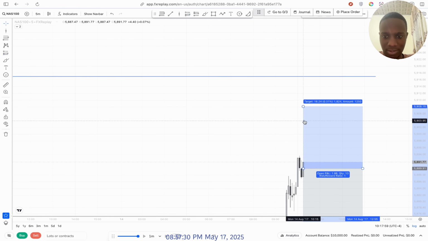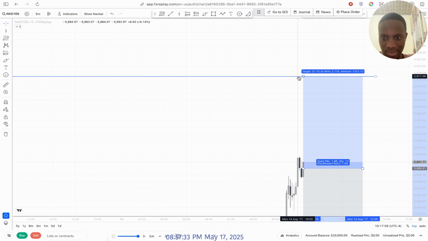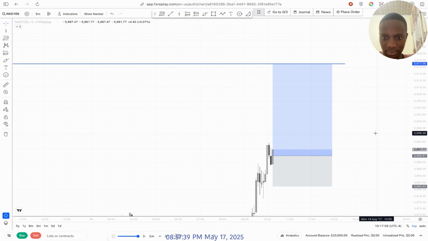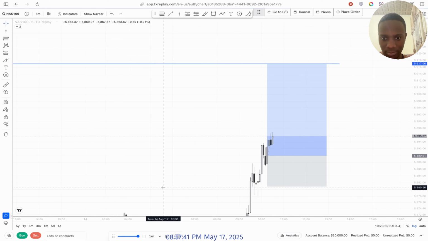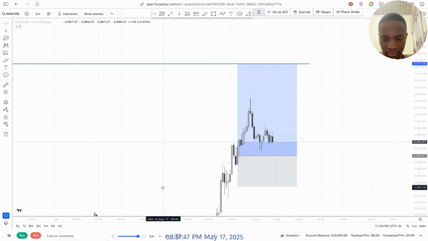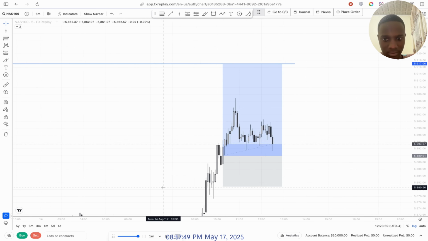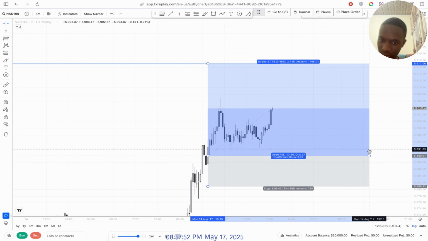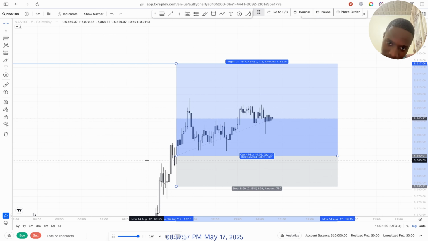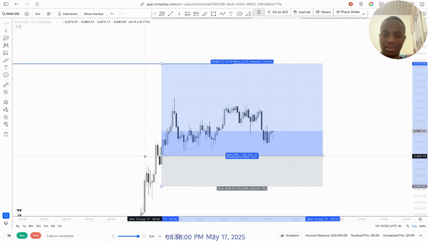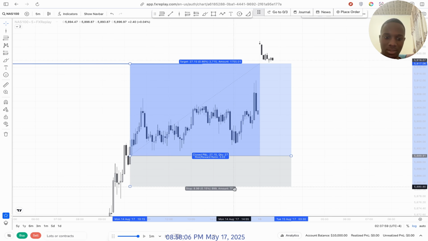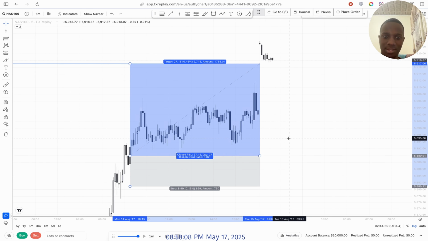That will be our buy for the day. Target here, stop loss right here. So now it's ranging a bit, generated other equal lows. It's taking a bit long now. And boom, we hit TP just by the start of the other day.